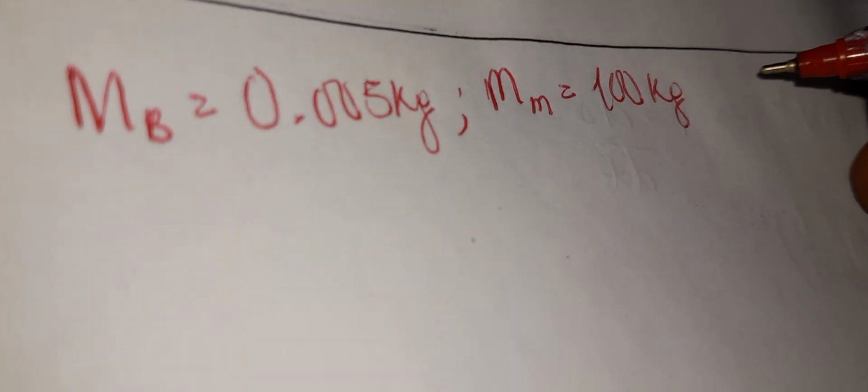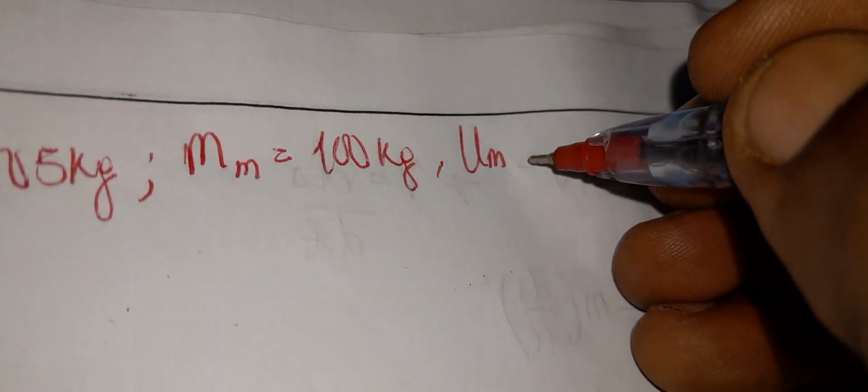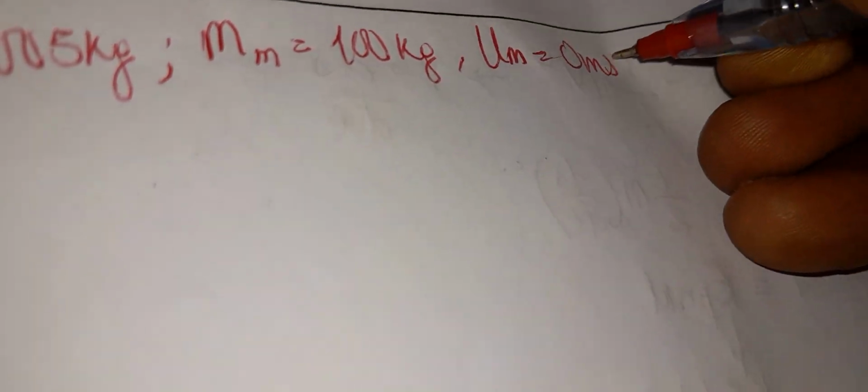It is fired horizontally at a 100 kg block of metal. So I will write down the mass of the metal to be 100 kg, which is at rest. So it means that the initial velocity for the mass is 0 meter per second, and then it sticks in it. So it means that we actually have equal velocity. That's an inelastic collision.